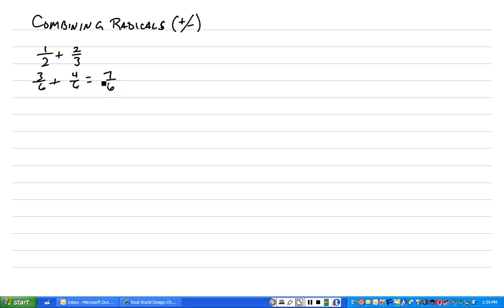Now, you have to have common denominators to add fractions. Well, with radicals you have to have a common radical, and not just talking square root, but the number under the radical has to be the exact same.